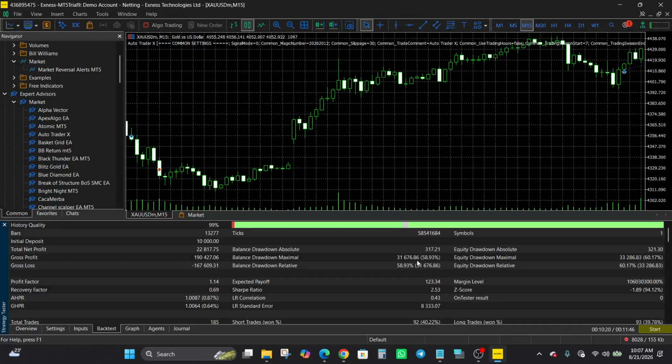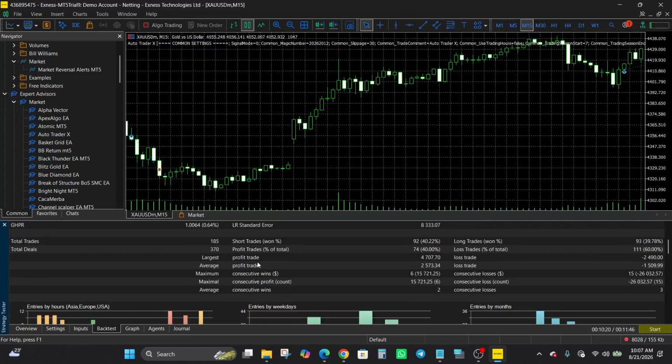It's a concern that the drawdown reached almost 59%, approximately 59% balance drawdown, and then the equity drawdown maximal got to 60.17%. All right, so that's quite a large drawdown. Okay, and then we can see that the total trades taken were 185, out of which 74 were profitable. So in addition to the large drawdown, another concern is the fact that the win rate is just 40%. You can see that here, right?